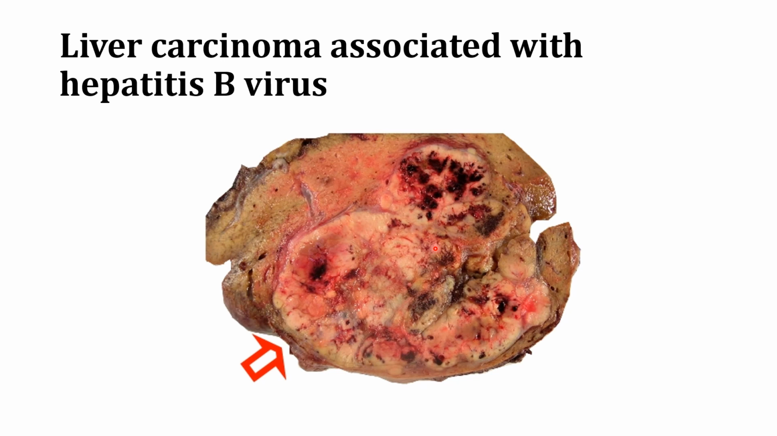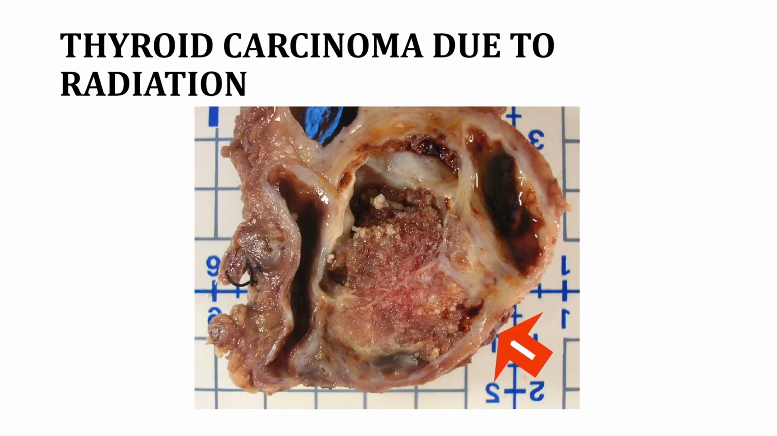That causes hemorrhage. This is a picture of the thyroid, and this is thyroid cancer. This can be due to exposure to radiation. So radiation is also a carcinogen.